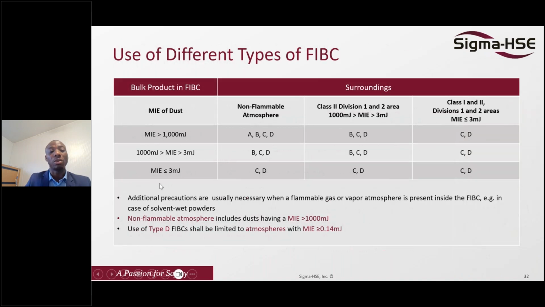So this is just a table for you. For a non-flammable atmosphere, you can use any one of the types, but it depends on the ignition energy. Greater than 1,000, you can use all of them. Between 1,000 and 3, you can use B, C, and D, and less than 3, you need to use C and D. And we also have the atmospheric classification of the area. If you have combustible dust, you have to use A, B, C, depending on the ignition energy. But if you have a combustible gas atmosphere, such as solvent, class 1 area, division 1 or 2, then we have to use C and D.